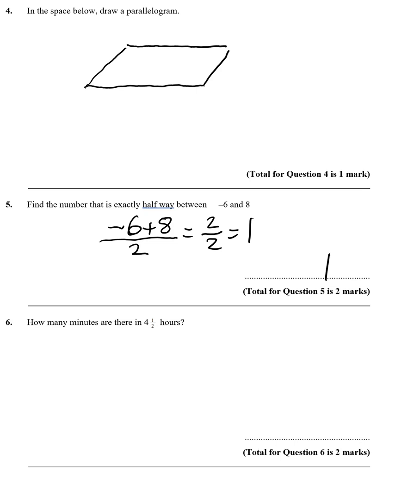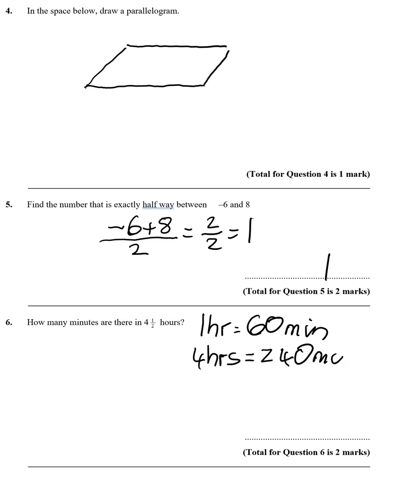Okay, question 6. How many minutes are there in 4.5 hours? Well, in 1 hour, there's 60 minutes. So in 4 hours, it's going to be 4 lots of 60. So we need to do 4 times 6, which is 24. And then 4 times 60 is 240. Then let's do half an hour, which is 30. So we end up with 270 minutes. Okay, next question.